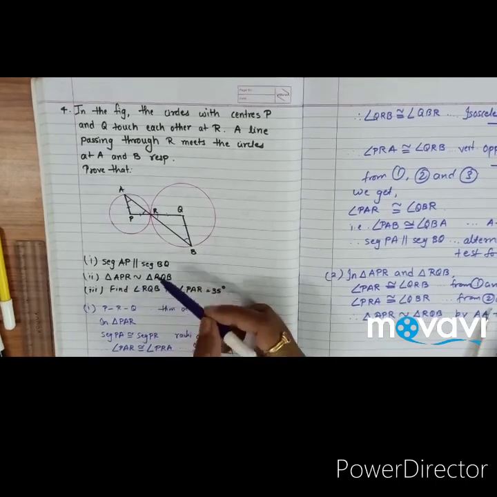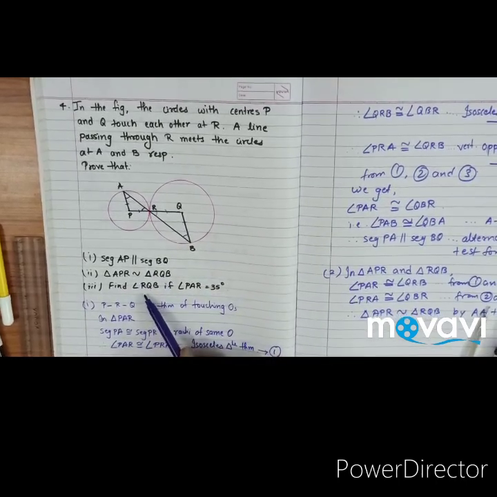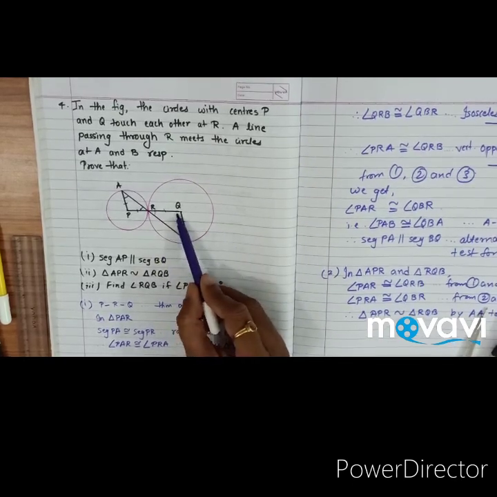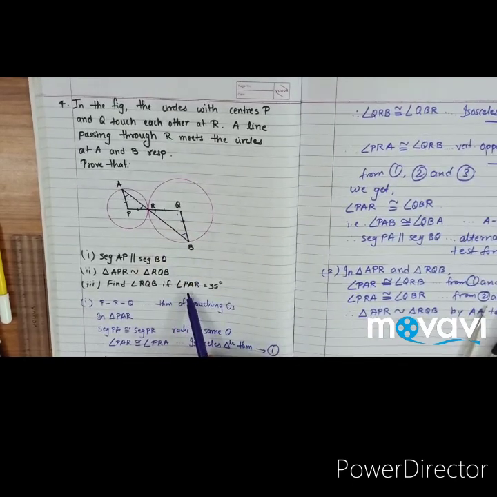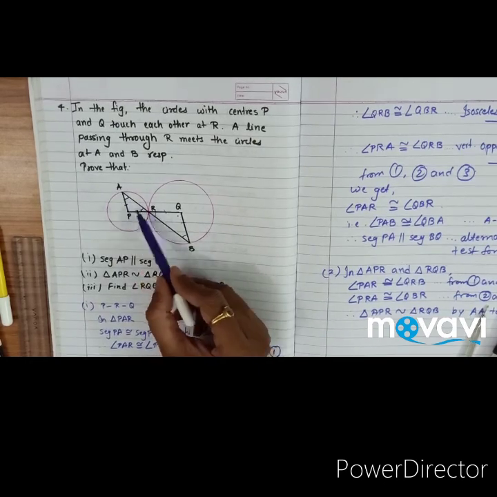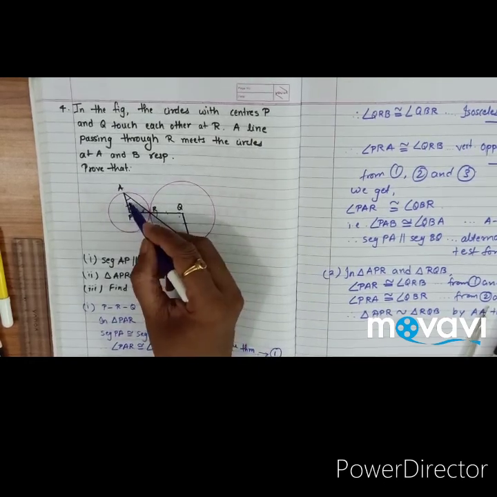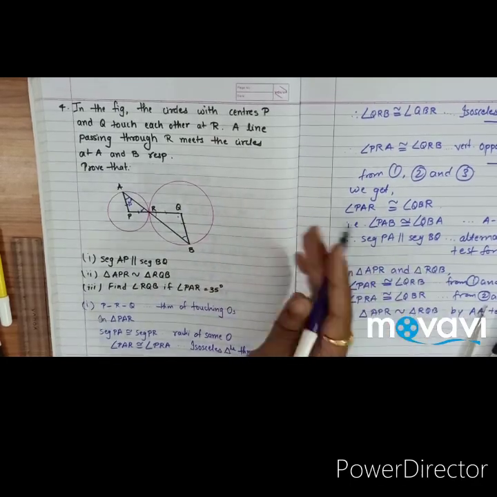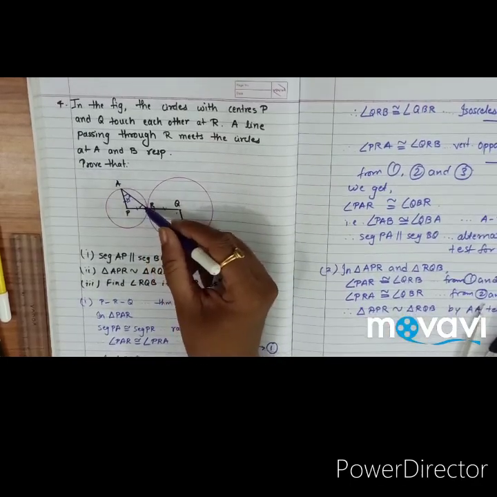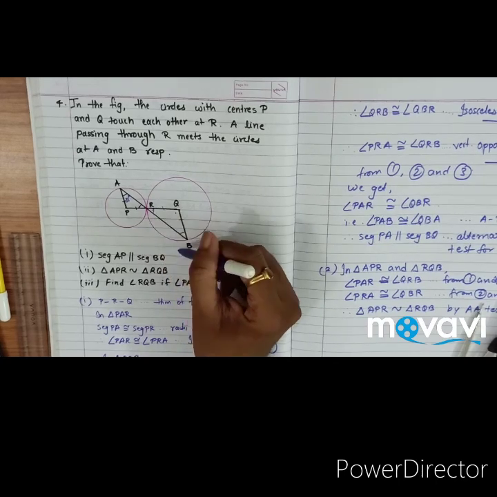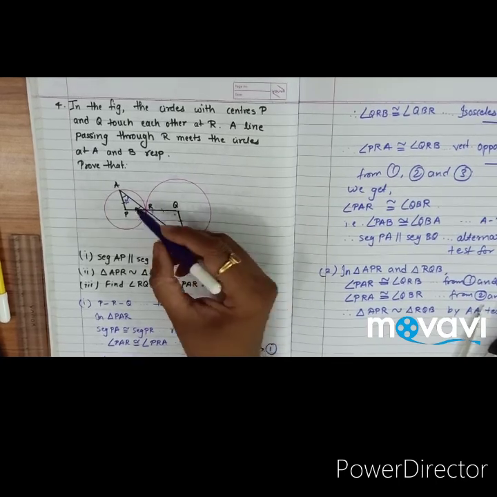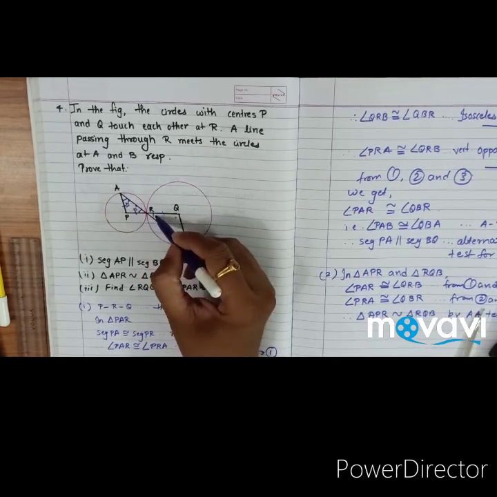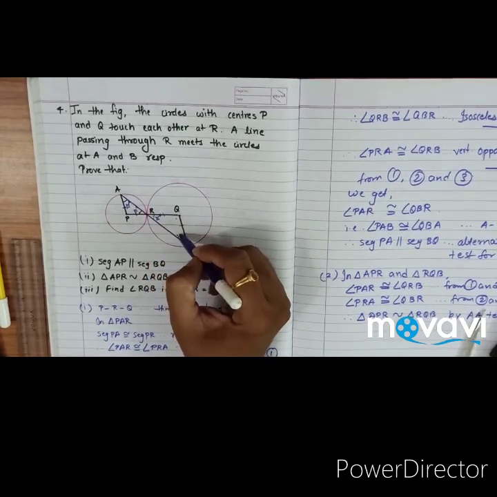Okay, see the third one. They have asked you to find the measure of angle RQB. See RQB, this angle we are supposed to find, if angle PAR is given as 35. This is given as 35. Okay. Now from 1, 2 and 3, what we have already solved, this angle is equal to R, and this angle is also equal to B. So it means that if this is 35, this has to be 35. Again this is 35 and this is 35.